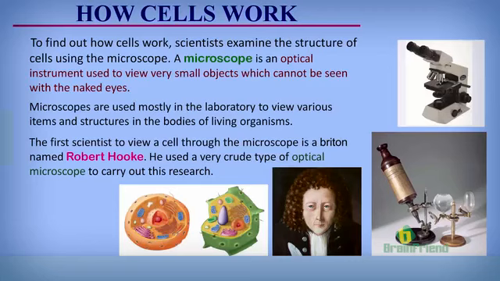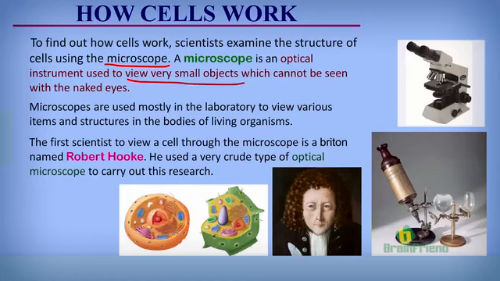Scientists examine the structure of a cell using a microscope. A microscope is simply an optical device. It is used to view very small objects which cannot be seen with the naked eyes. So we use the microscope to view cells. Remember, cells are very small and they are in the bodies of living organisms. To see a cell and to see the structures in it, you need to view it through a microscope.